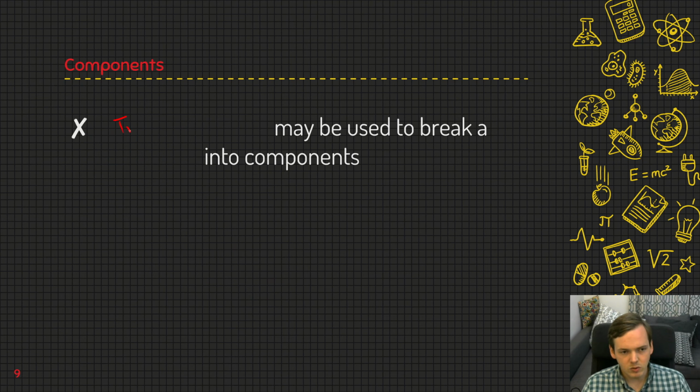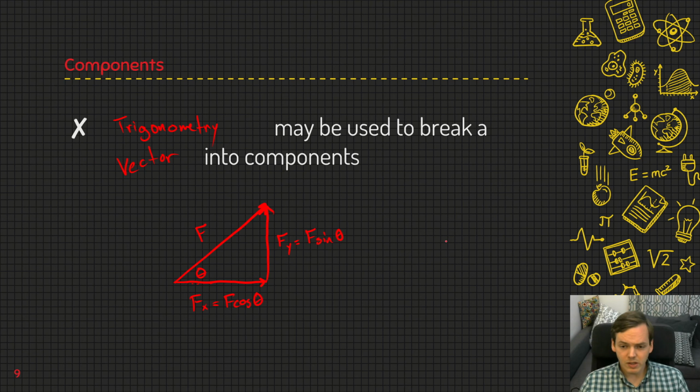So again, trigonometry can break a vector into components. So if you've got a vector like this, with just some force, and like I said, it's at some angle theta, you can break that into a horizontal and a vertical component, where you have Fy equals F sine theta, and Fx equals F cosine theta.